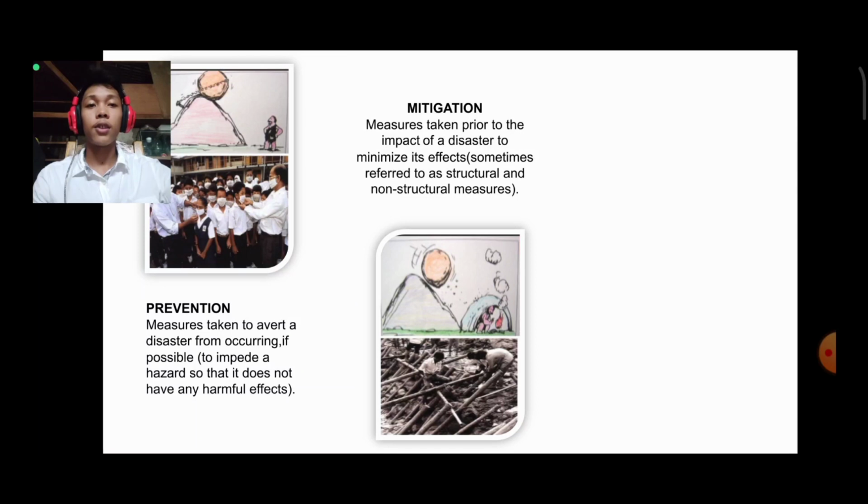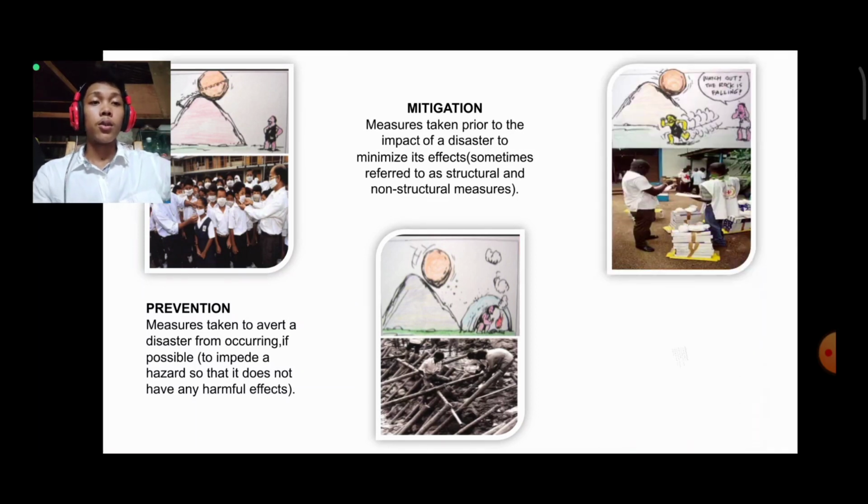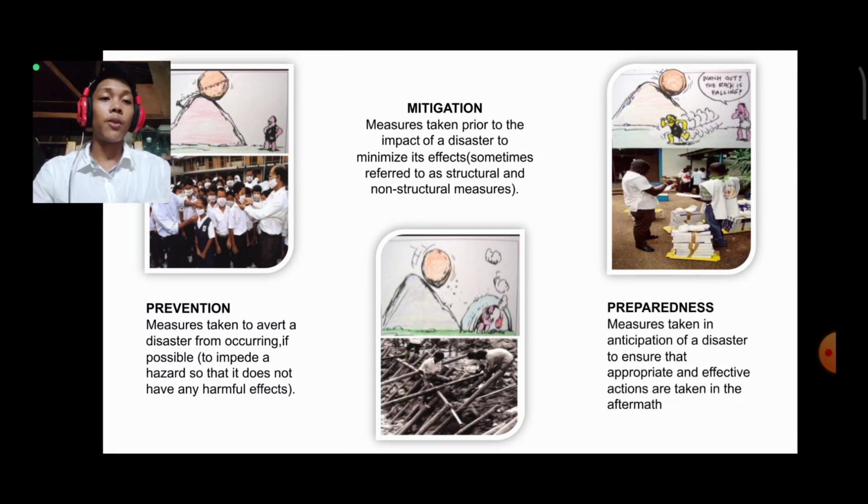So another topic. I hope you understand mitigation. So after prevention comes preparedness, which is preparing for something that will happen. So this is preparedness: measures taken in anticipation of disaster to ensure that an appropriate and effective action is taken in the aftermath. So this means we are prepared.